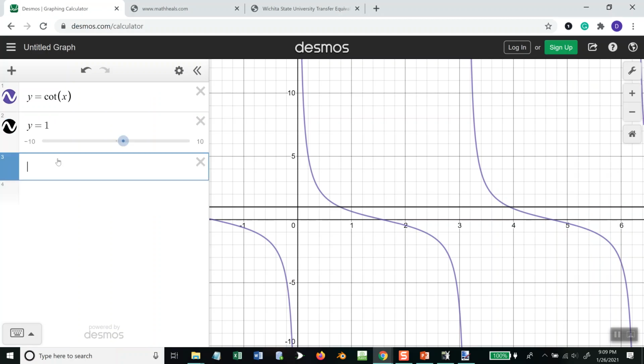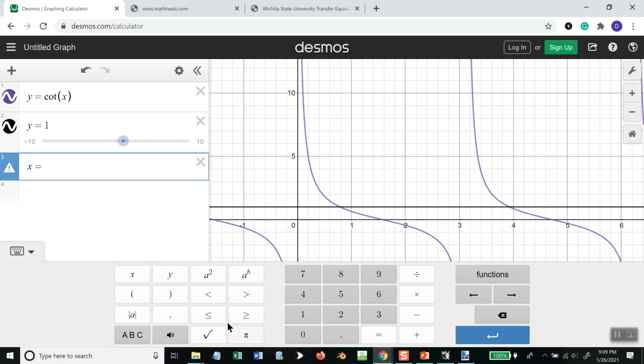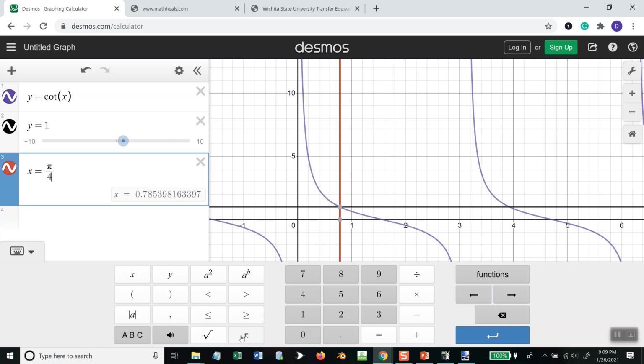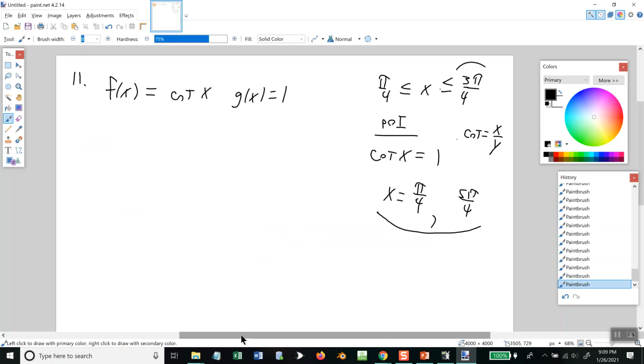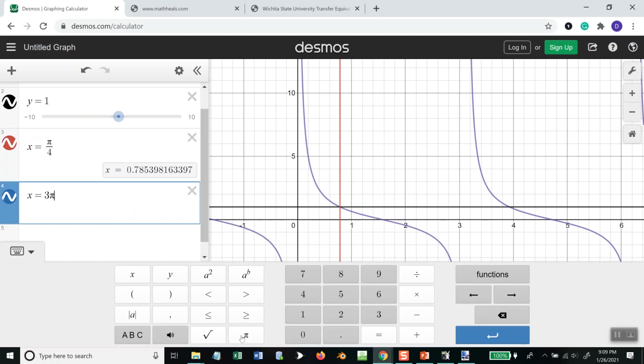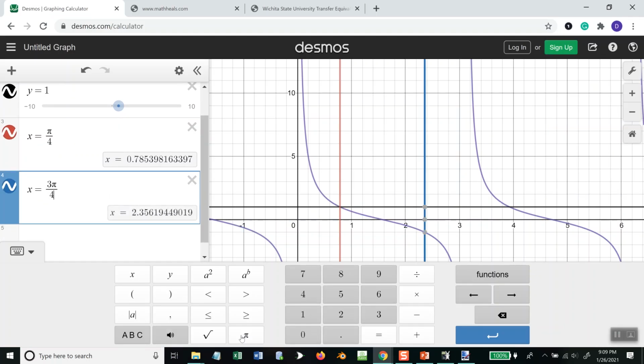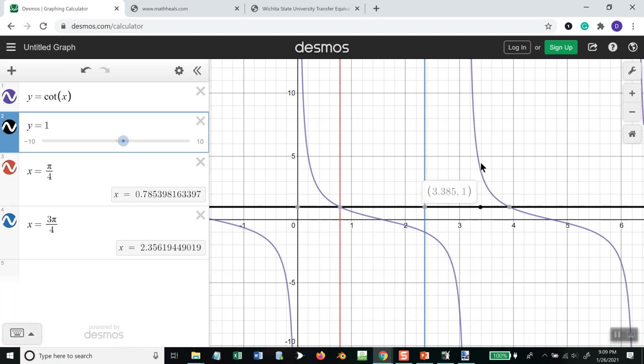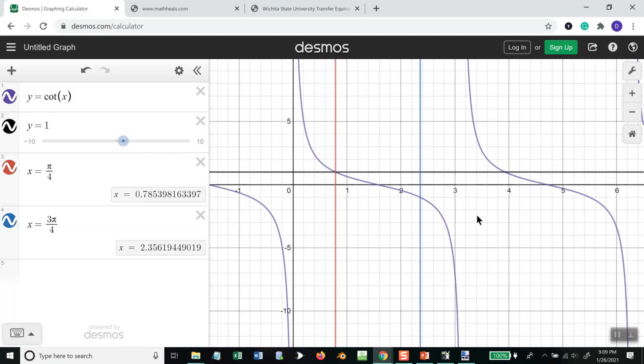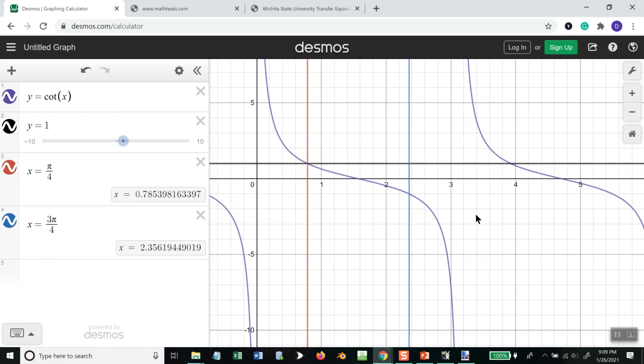You can actually limit the x values down, but I have trouble with that, seeing it sometimes. Where in the world's pi? Pi over 4 and 3 pi over 4. Sure enough. Yeah, that I've used, but I don't do a lot of trig.